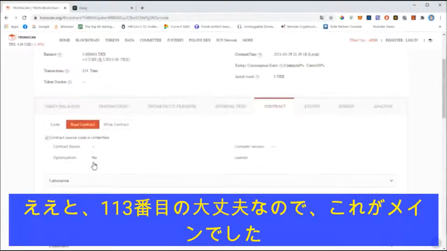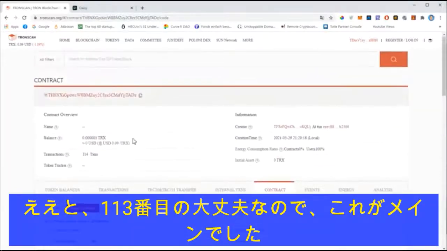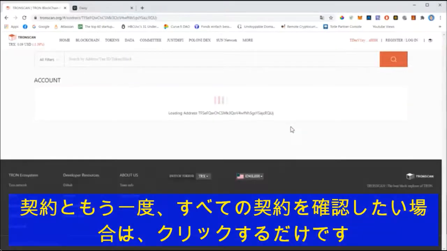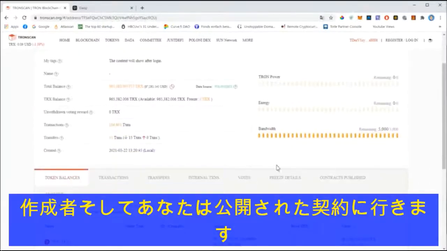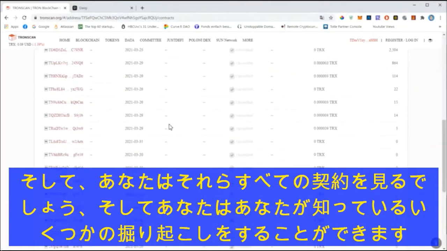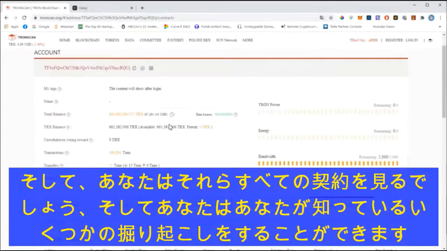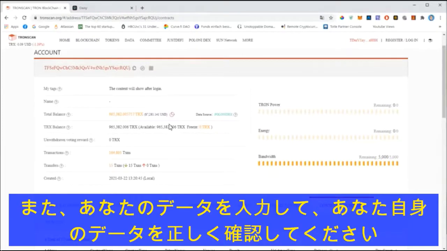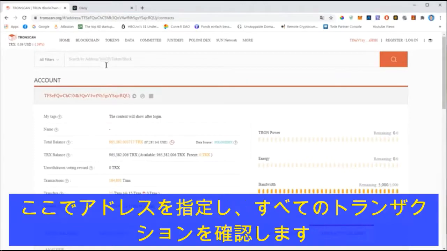Okay, guys, so these were the main contracts, and again, if you want to have a look at all contracts, you just click on the creator, and then you go to contracts published, and you will see all those contracts, and you can do some digging, you know, and find your way through all the data, and also verify your own data, right, by entering your address right here and checking all your transactions.